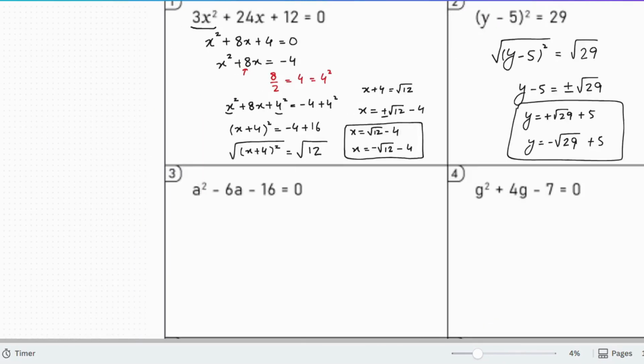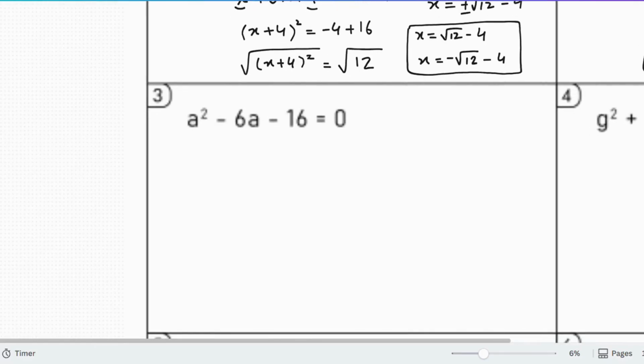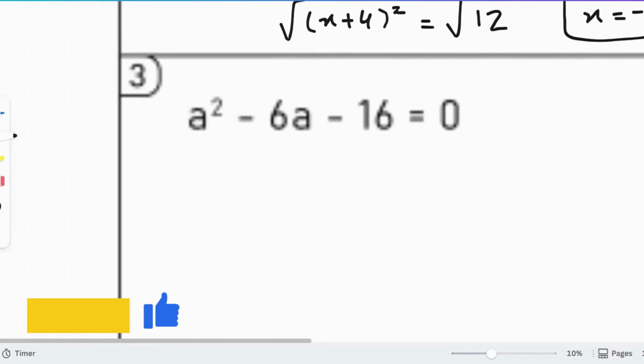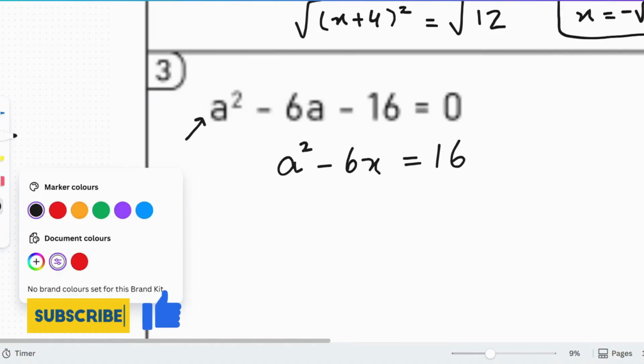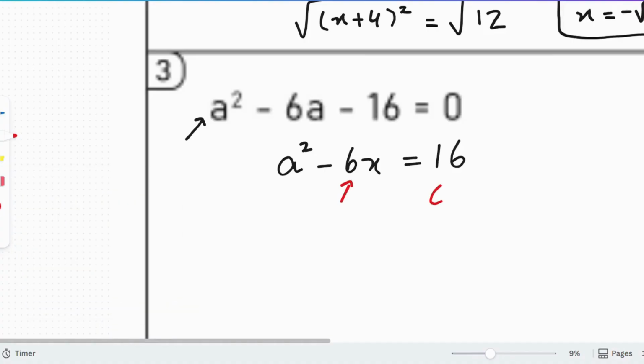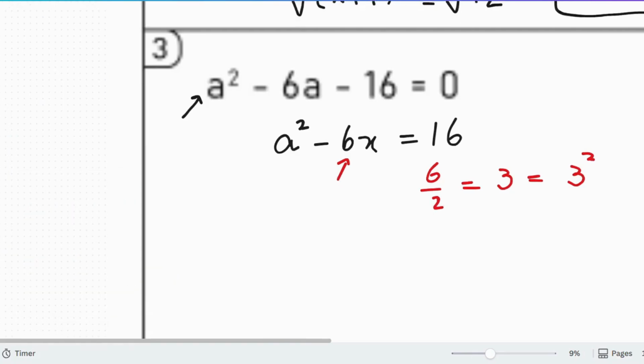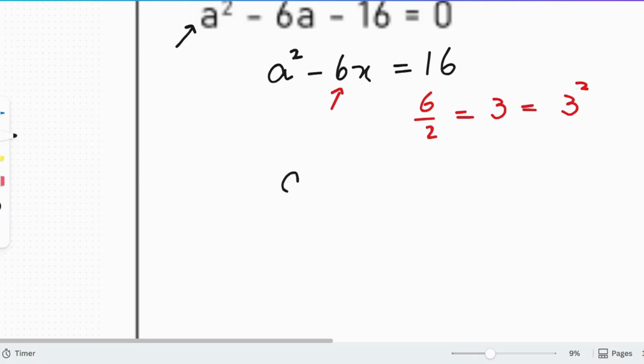Now after that, I will be moving towards the third question real quick. For this one, as we can see, there's no coefficient for the first term, so I can simply solve it. Minus 6x, I will move 16 to the other side, it will become positive 16, right? Now the same process: I will take this 6 divided by 2, it becomes 3, and then I will square it. After squaring it, I will add that value on both sides of the equation. So a square minus 6x plus 3 square equals 16 plus 3 square, right?